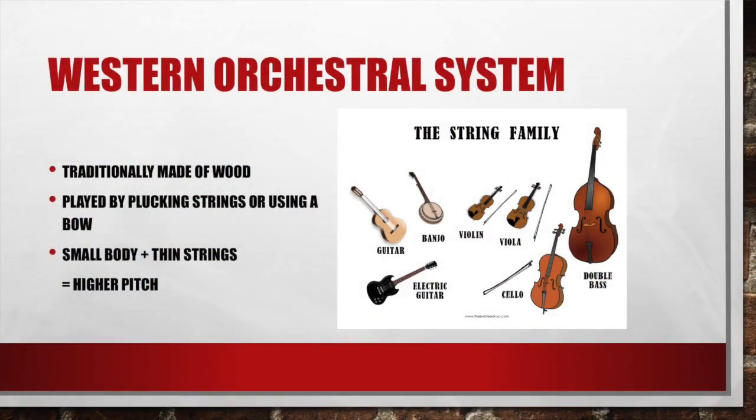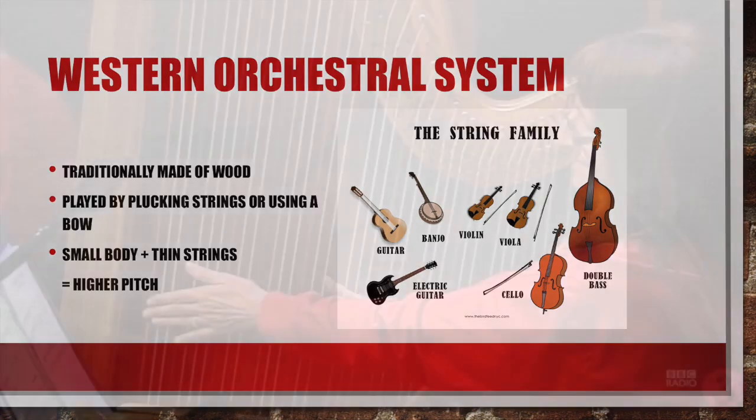The string family is traditionally made of wood and makes sound by vibrating strings amplified through a resonating body. They can be played by plucking or hitting the strings, or by using a bow. Usually, the smaller the body is and the thinner the strings are, the higher the pitch of the instrument. Grant will now introduce the string family.